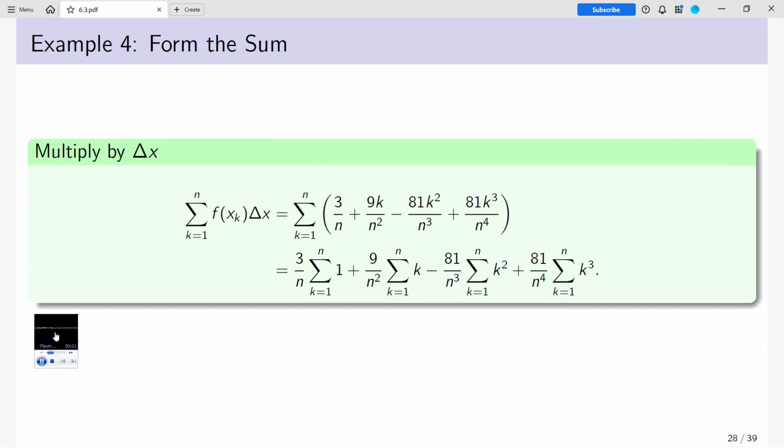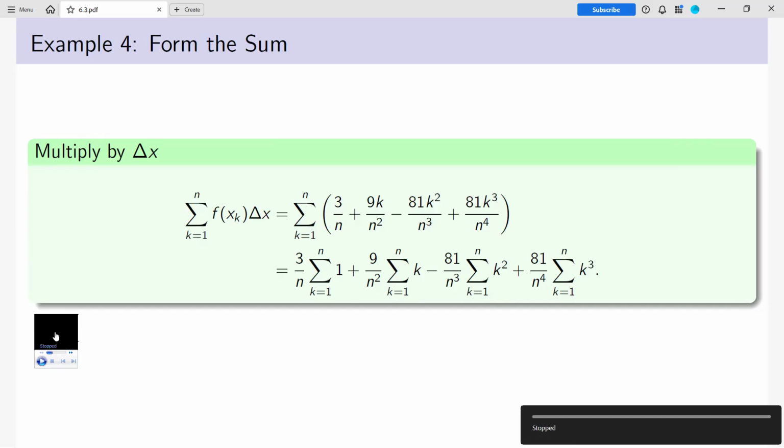Multiplying by delta x changes each denominator and prepares the expression for the summation formulas. Keeping the powers of n organized is essential. They reproduce quickly when nobody is watching, rather like unread messages in the class group chat.